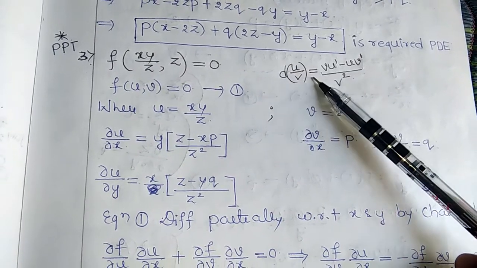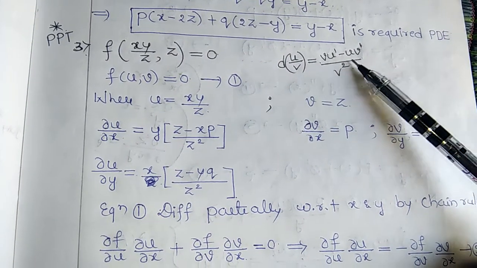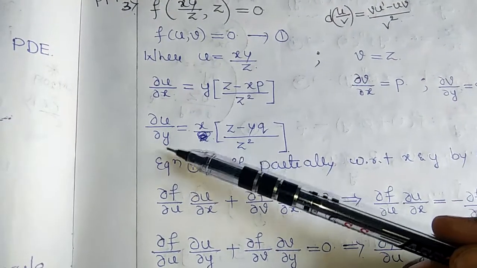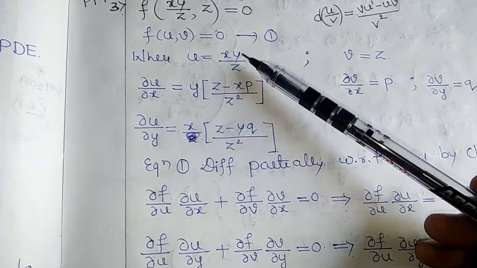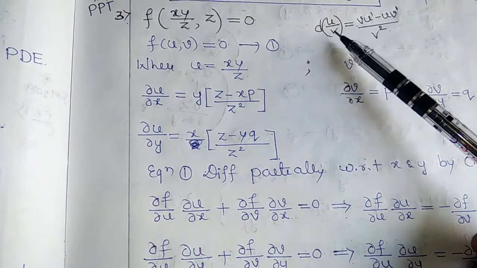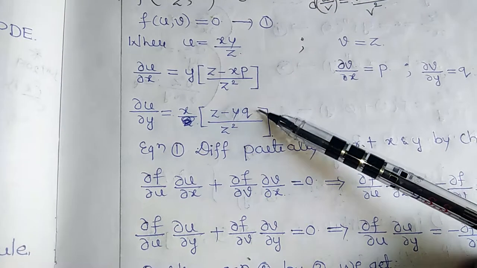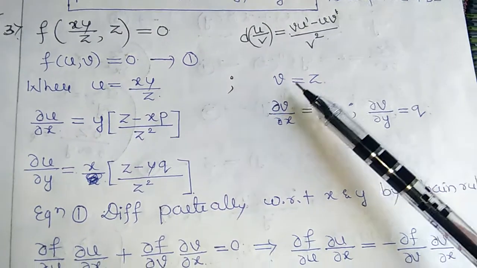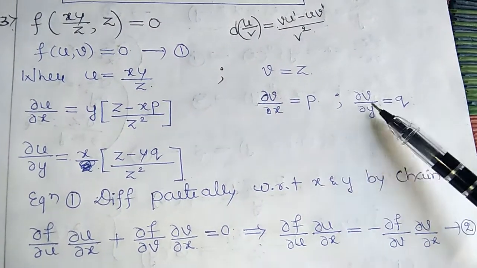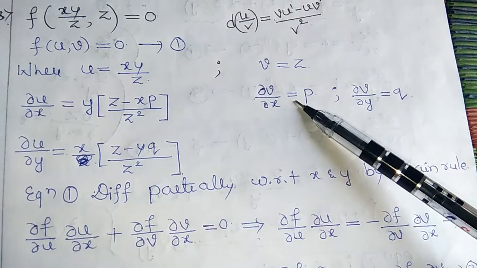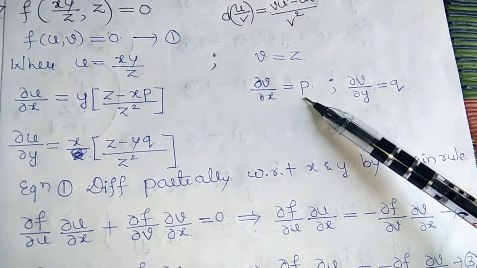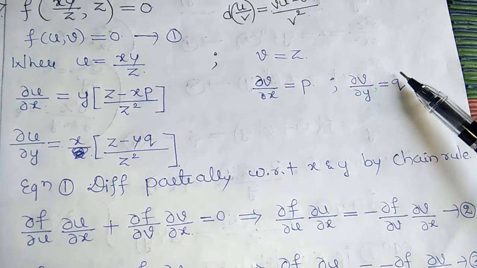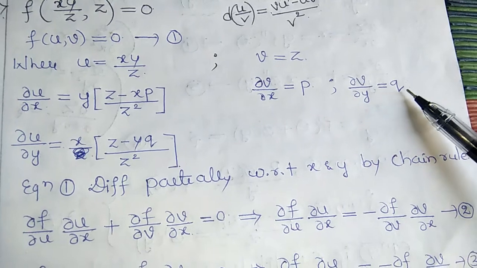Derivative of u by v is equal to v into u dash minus u into v dash divided by v square. So dou u by dou y is equal to, treating x as a constant, what about derivative of y by z value? By using this, x into z minus y into q divided by z square. We have v is equal to z, differentiate v with respect to x and y. So dou v by dou x is equal to dou z by dou x, it is nothing but p. Dou v by dou y is equal to dou z by dou y, which is equal to q.